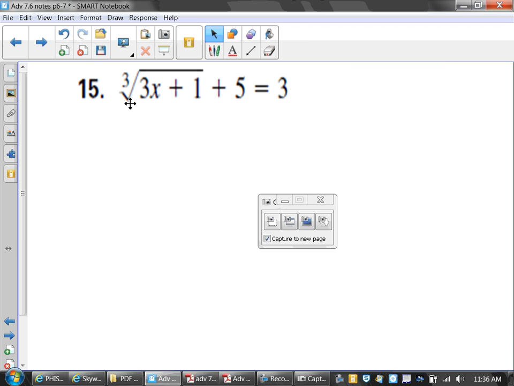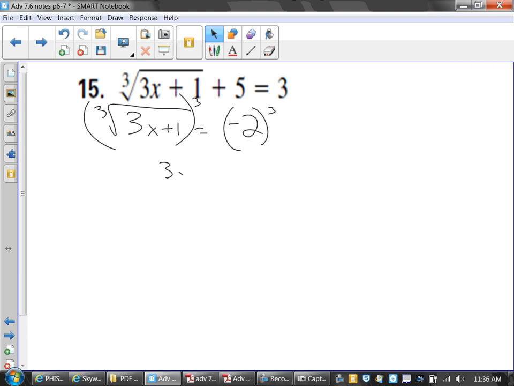Subtract the 5 right away from both sides. So you have 3x plus 1 equals -2. Grab my nth root. Cube both sides. So you have 3x plus 1 is -8. Subtract the 1. 3x is -9. X is -3. Once again, it's okay that it's a negative number.